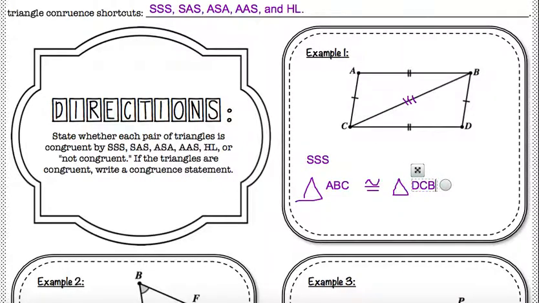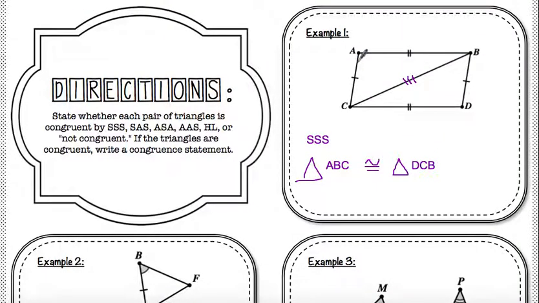So we have to match up the sides, or the angles, excuse me. A and D match up. That's why both of these angles come first. B and C appear to be the same measures, and then B and C appear to be the same angle measures.